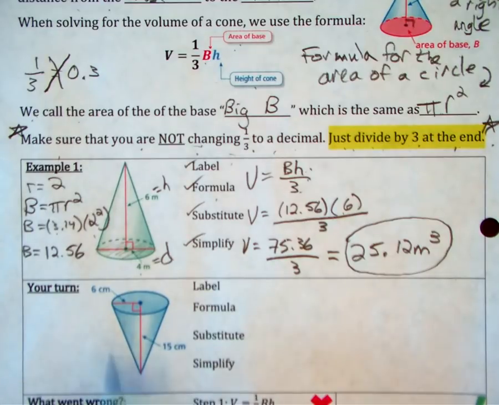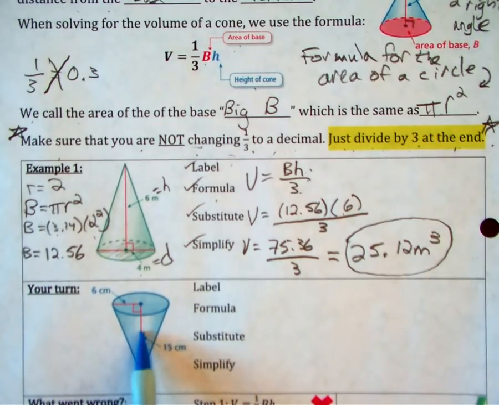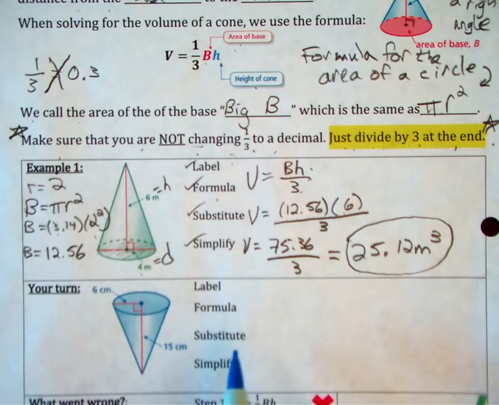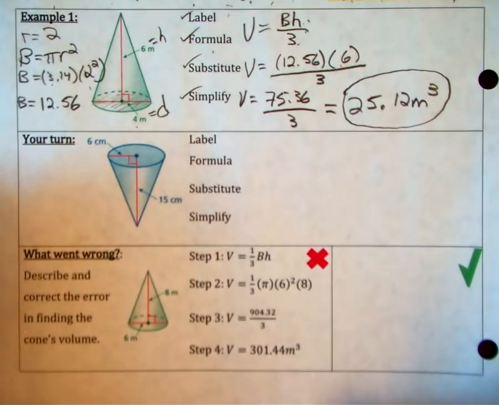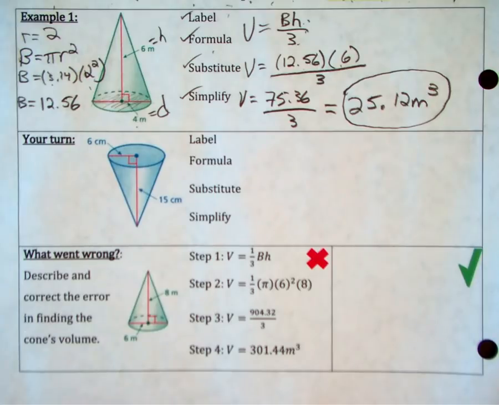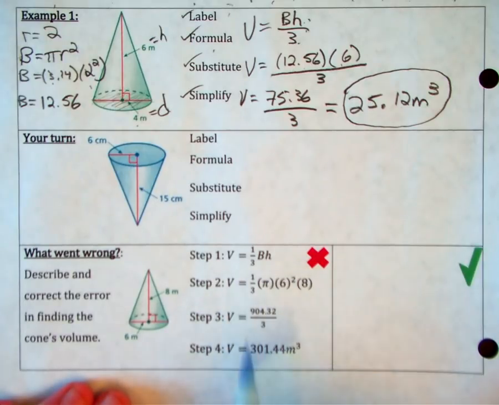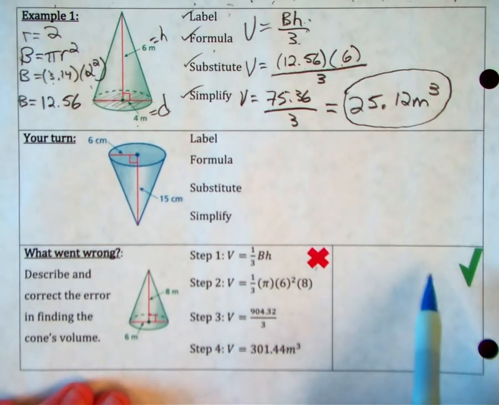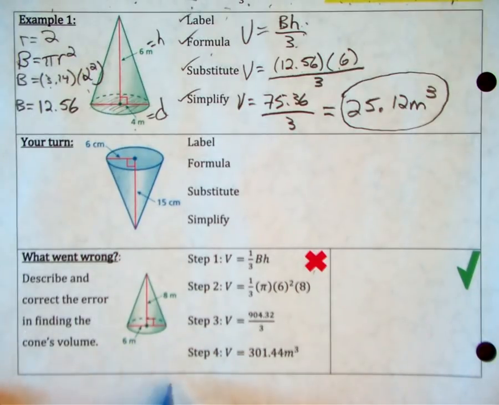Now at this time, please try the your turn. For the blue shape, again, be able to label first and then plug those in. And then lastly, at the very bottom, it says what went wrong. And it says describe and correct the error in finding the cone's volume. And so again, this work shown is incorrect, which is why there's an X here. And so what I would like you to do is just write a sentence saying what the mistake was, and then please show the work for the correct answer.